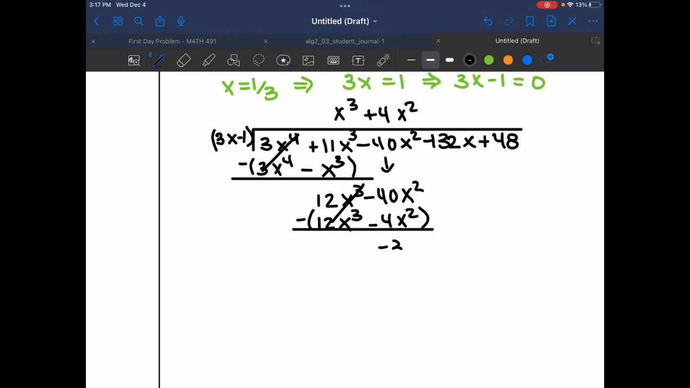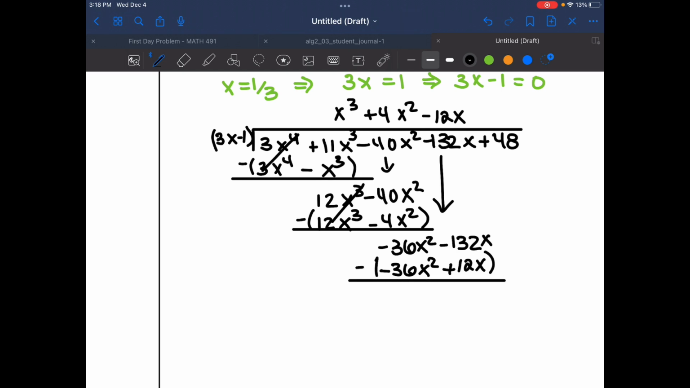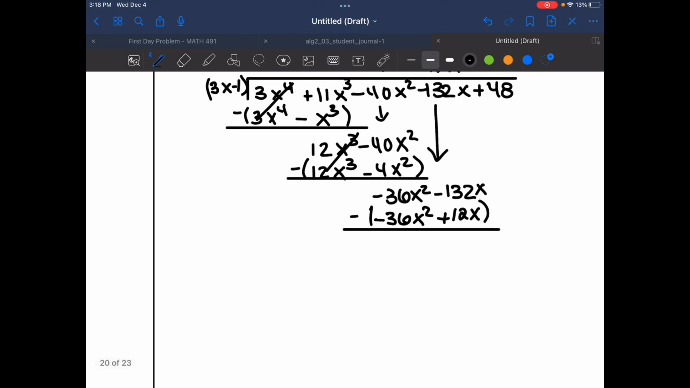Those cancel. And then this is going to be negative 36x squared, bring down my negative 132. Okay, I'm going to multiply by negative 12x, so that's negative 36x squared plus 12x. We get a nice positive value now. And then I forgot to bring my x down with my negative 132. I just wrote that in real quick.